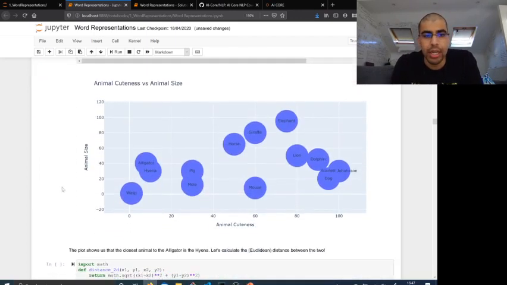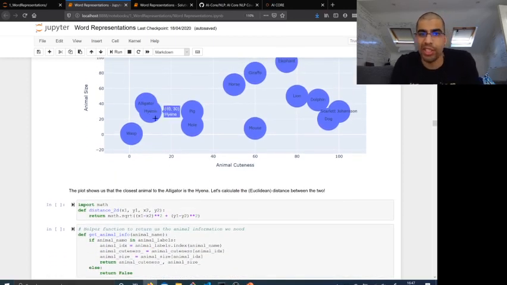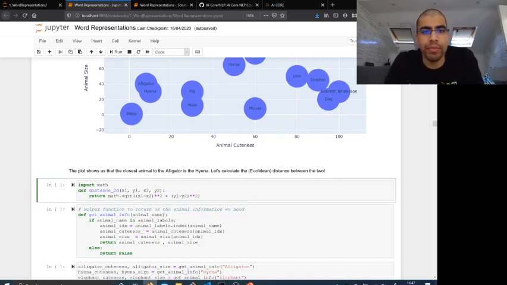So we can see here that the closest animal to alligator is hyena. And what we can actually do is work out the distance between alligator and hyena. If you think back to secondary school maths, this is simply the Euclidean distance, or Pythagoras' theorem. So we'll code up our function, which given any two coordinates of two different animals, will return the distance between them. So this is x1 minus x2 squared plus y1 minus y2 squared, all square rooted.